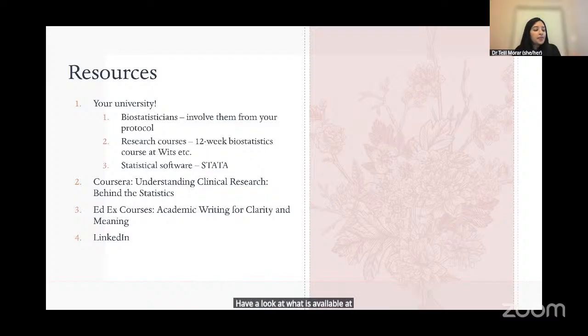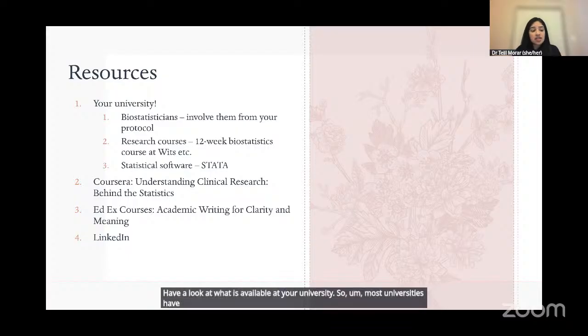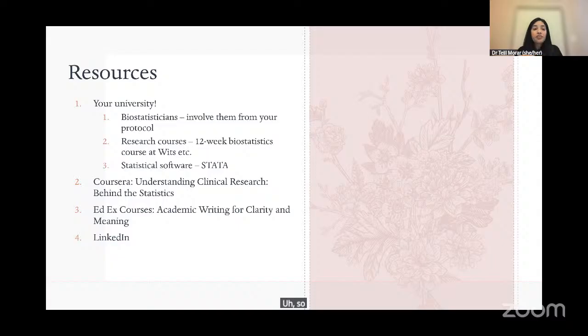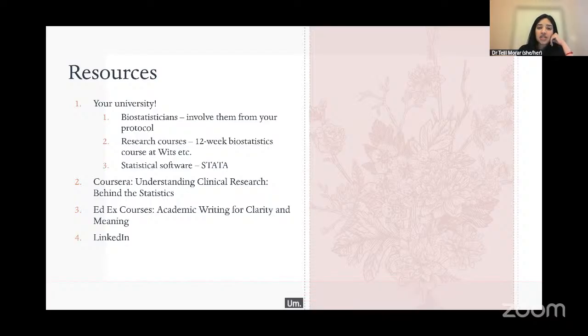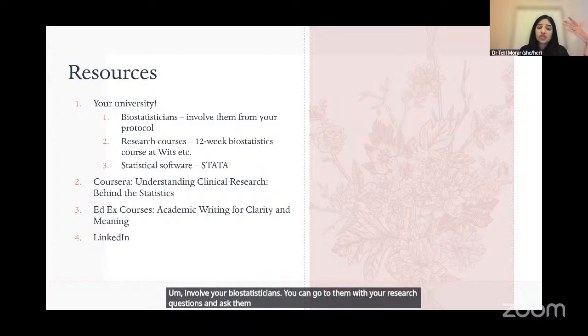So most universities have biostatisticians employed. So involve them from the beginning of your research. When you're already drawing up your protocol, involve your biostatisticians. You can go to them with your research questions and ask them, how exactly do I do this?